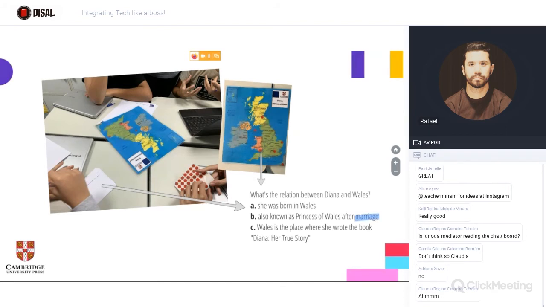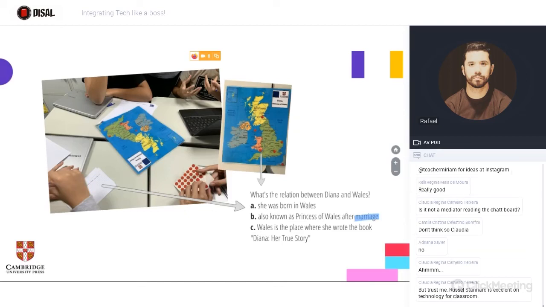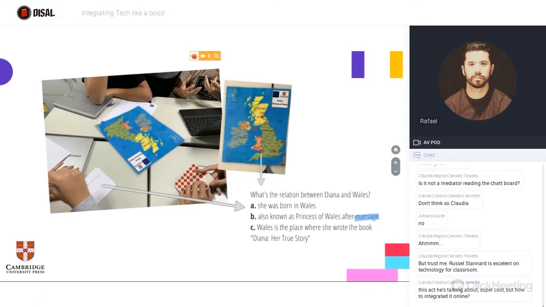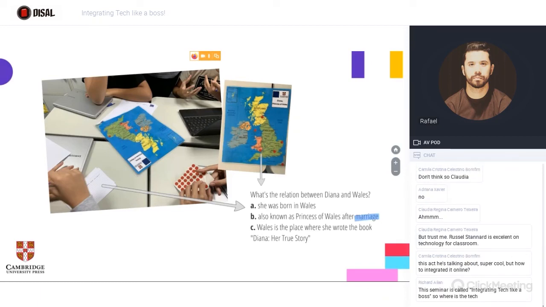So the word marriage, as I highlighted now, is the word responsible for leading the player to the next step. So students needed to know where Diana married in order to advance in the game and go to the next place, you know? So only by knowing she married in London would the player then be able to go to the next sticker, which is London, that we also have as a red sticker here in the map. Hope you guys can see this.